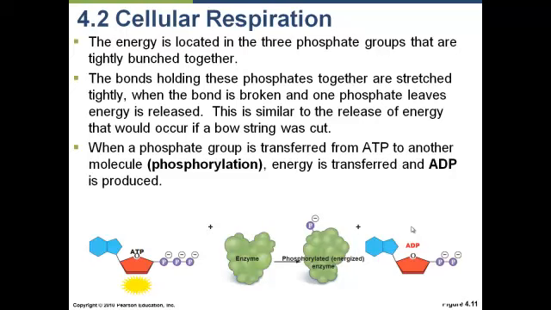So to summarize, ATP is a temporary energy storage mechanism that the cell uses. It takes the energy found in food, it places that energy into ATP, and that energy in ATP can go out and accomplish all the different tasks that the cell needs to accomplish.